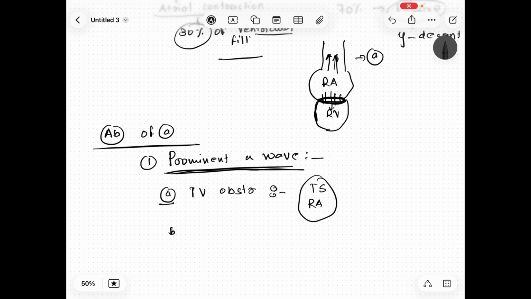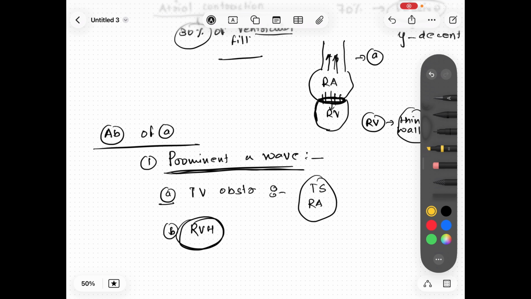The second cause is right ventricular hypertrophy, which can occur due to various causes. Now we have to know one point. RV is a thin wall structure which is made to accommodate volume. Now when RVH occurs, RA has to generate more force to fill the RV.